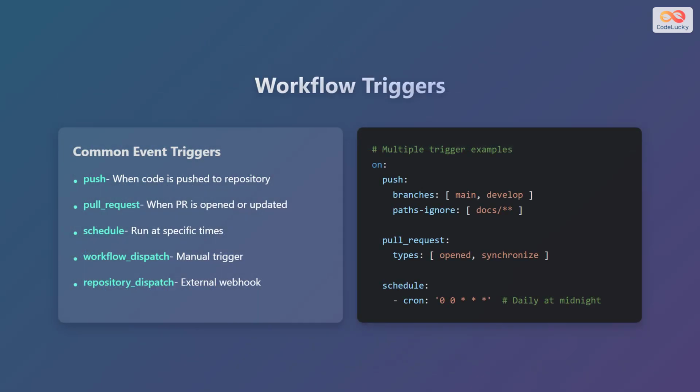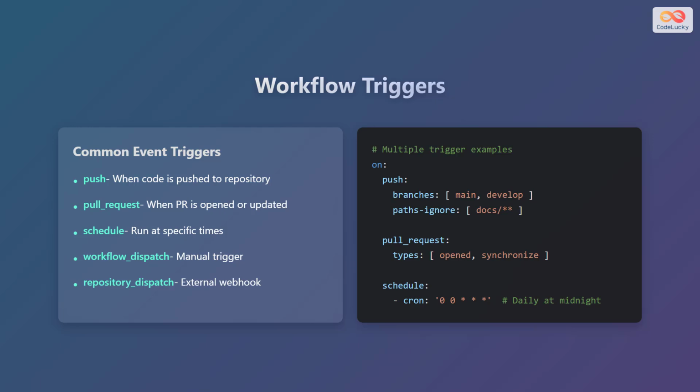Let's explore some common event triggers that can start your workflows. The push event triggers the workflow when code is pushed to the repository. The pull request event triggers when a pull request is opened or updated. The schedule event allows you to run workflows at specific times using cron syntax.